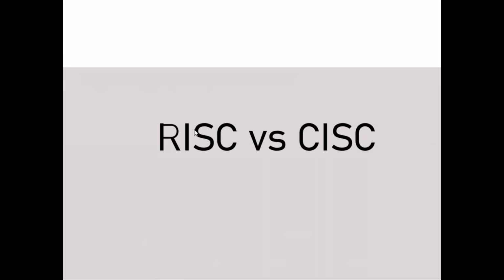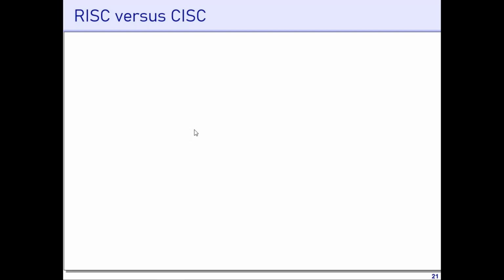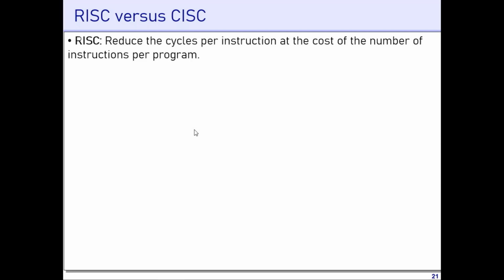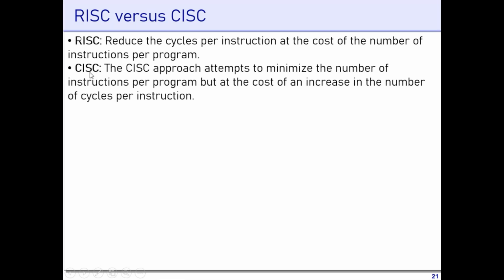So let's start with an understanding of RISC architecture versus CISC-based architecture. As you are aware, RISC stands for reduced instruction set computer: reduce the cycles per instruction at the cost of the number of instructions per program. Whereas CISC is a complex instruction set computer. As the name itself suggests, the instructions are complex. Here, reduced instruction means you simplify the instructions, keeping them simple by reducing the number of cycles per instruction.